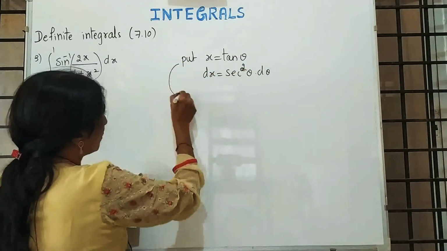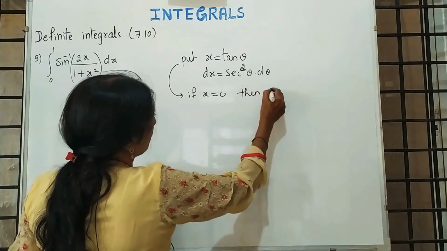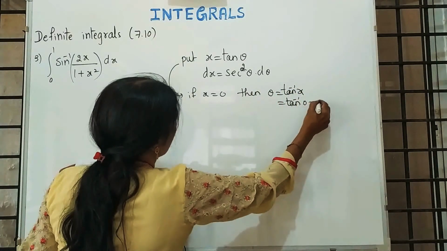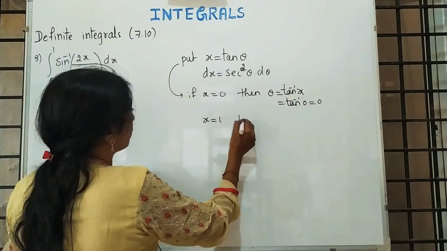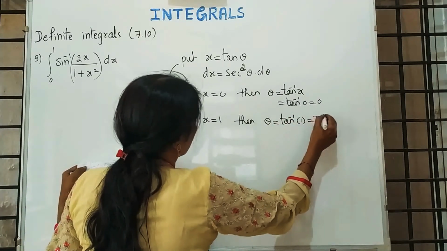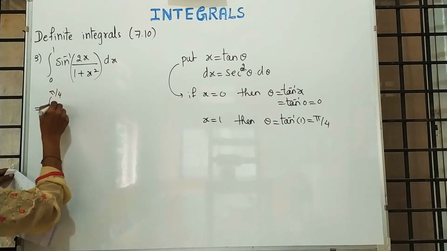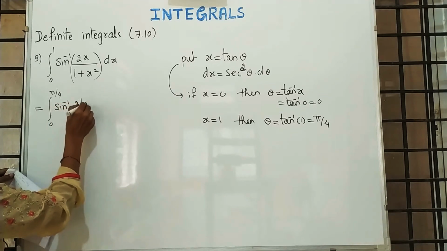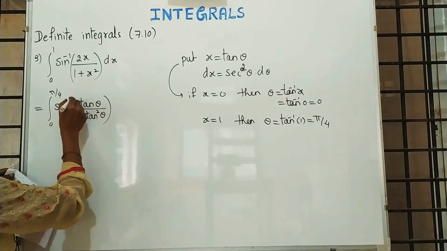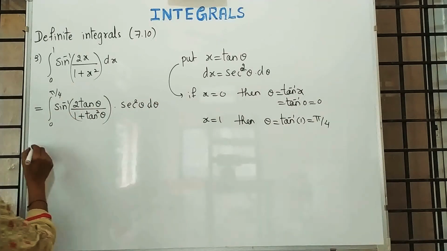We are differentiating. Now here, if x is 0, then what is theta? Theta is tan inverse x, that is tan inverse 0 is 0. If x is 1, then theta is tan inverse 1, that is pi by 4. So it is 0 to pi by 4 sin inverse of 2 tan theta upon 1 plus tan square theta, dx is secant square theta into d theta.